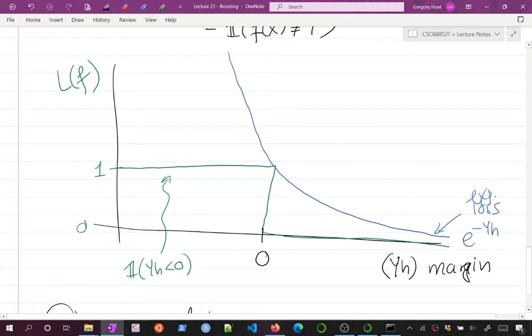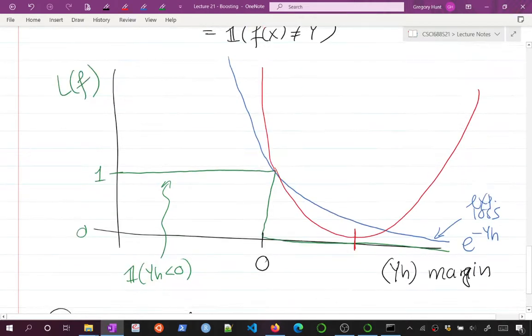You could also instead use the squared error loss, right? So if you just looked at this, it's supposed to hit 0 here. Let's pretend I hit 0, right? Why couldn't I just look at, say, the margin squared? Why don't we use a squared error loss for classification? And it would look something like this.